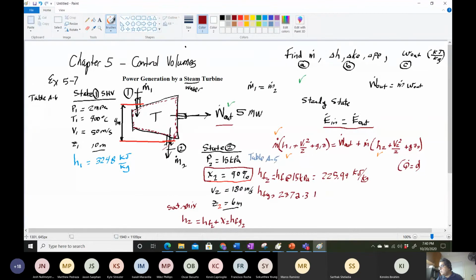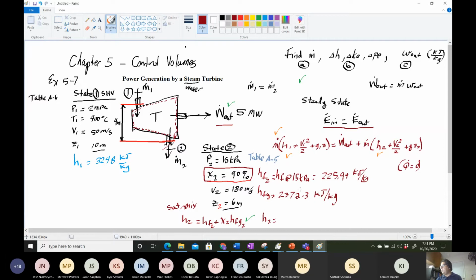That's kilojoules per kilogram. All right, so then we can calculate this right here, right? I'm not going to calculate it here, but we know what x2 is, right? It's 90%. We just found hf and hfg. So it turns out h2, when you do the calculation, I don't think it's necessary to write it out. I'll let you guys calculate it out.